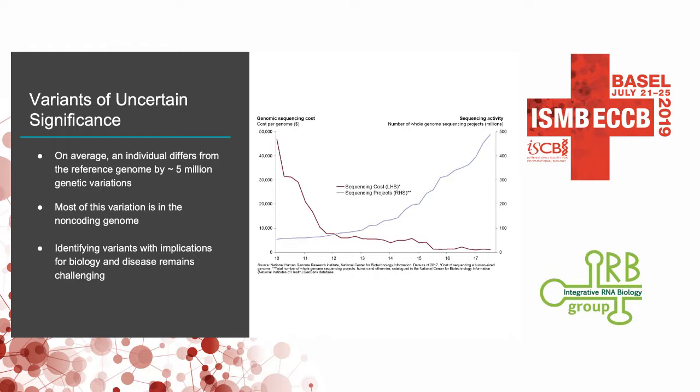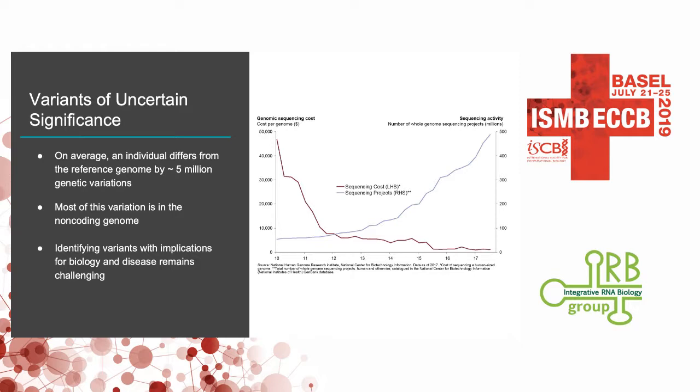The problem is, as the cost of whole genome sequencing has fallen precipitously over the past 10 years or so, and the number of individuals who are receiving whole genome sequencing has increased significantly, our ability to interpret and understand the impact of genetic variation, particularly as it affects non-coding regions of the genome, has lagged behind. So on average, an individual is estimated to differ from the human reference genome by approximately 5 million genetic variations.